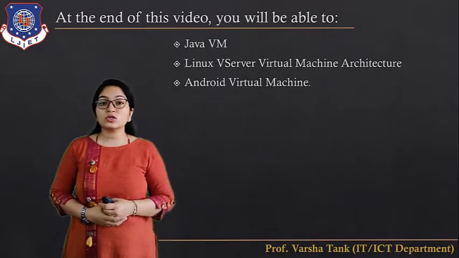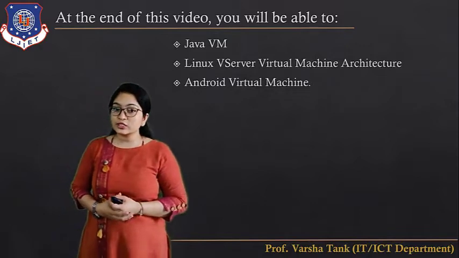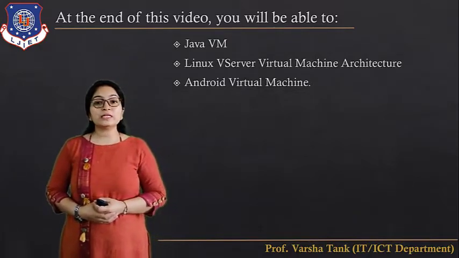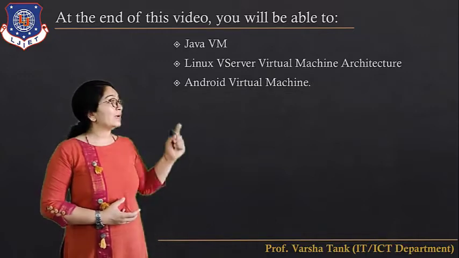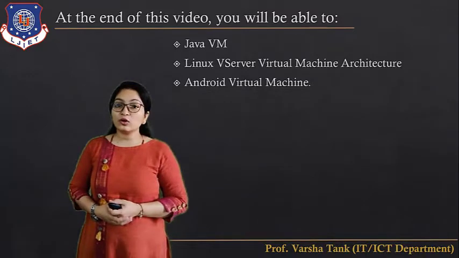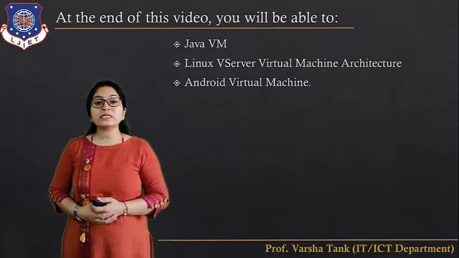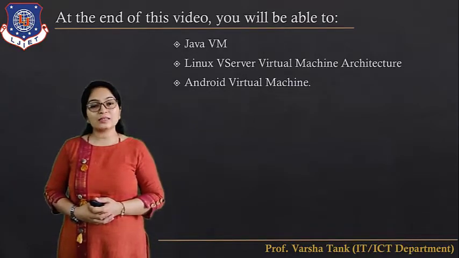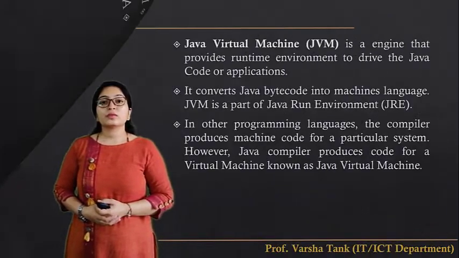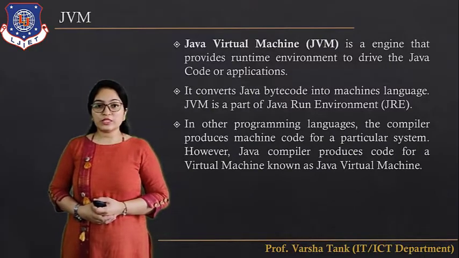In the last lecture also we have seen some of the virtualization concepts. So today we will see these three types of different virtual machines, that is JVM, then Linux-VServer, and then the Android virtual machine, in which we will see the Dalvik virtual machine, that is DVM. Okay, so let's start with the JVM.